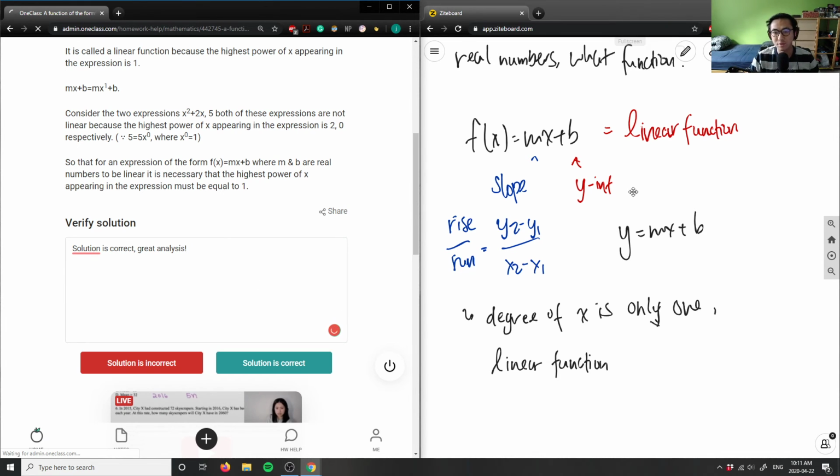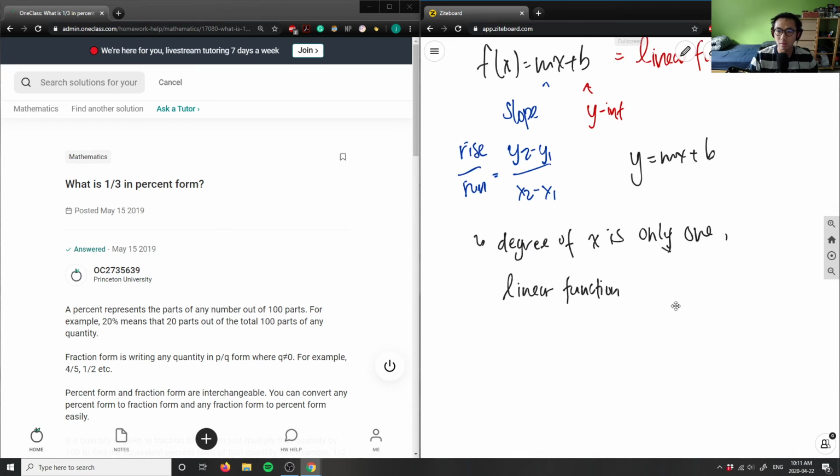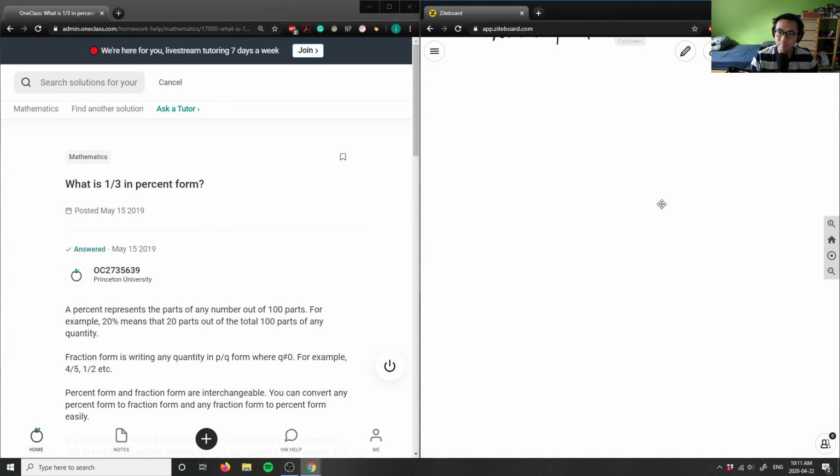So we can use all these terms, but really it depends on what the degree of the polynomial is. So therefore, it's a linear function. Okay, that was question 2. Let's look at question 3 here.